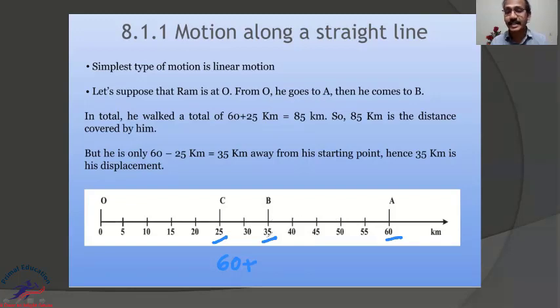Don't add it as 60 plus 35. It's wrong. From A, on the same straight line, he came back. So 5, 10, 15, 20, 25. So 25 kilometers he traveled. Then the next 10 kilometers, because 5 plus 5 is 10 kilometers. So totally how many kilometers? 60 plus 25 plus 10, which is 95 kilometers he traveled as distance.